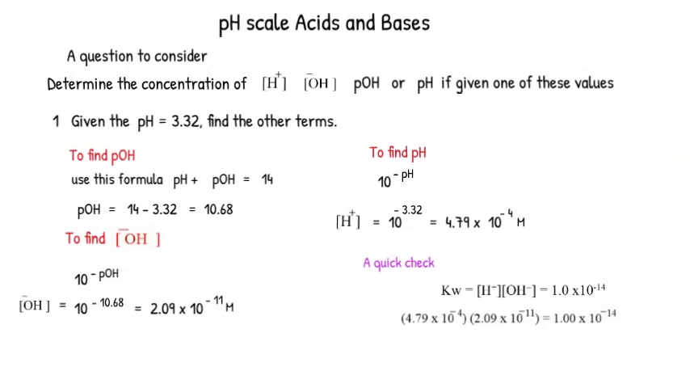Here is a quick check. The ion product constant Kw is equal to the concentration of H plus times the concentration of OH minus, which is equal to 1.0 times 10 to the minus 14. So multiplying the concentration of OH minus with the concentration of H plus should give 1.0 times 10 to the minus 14.